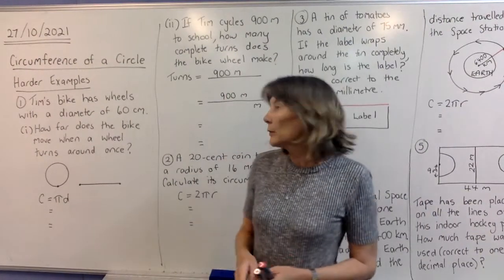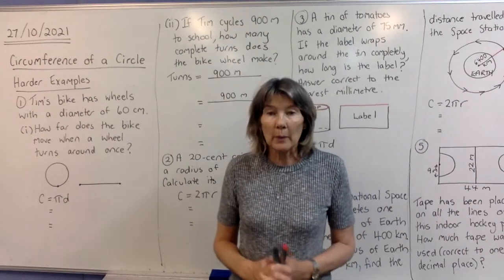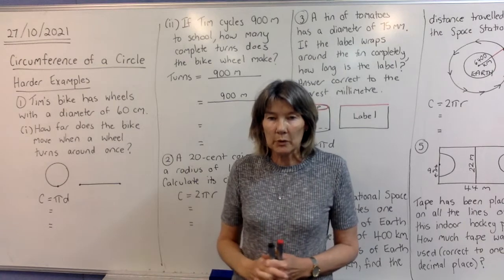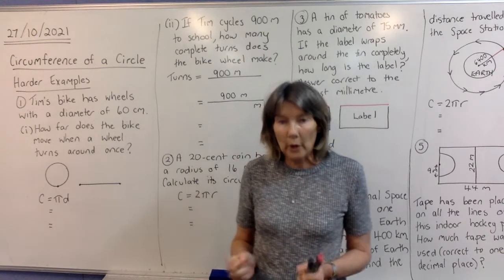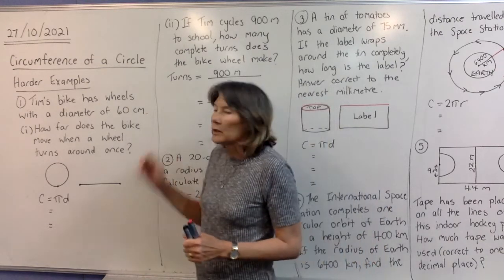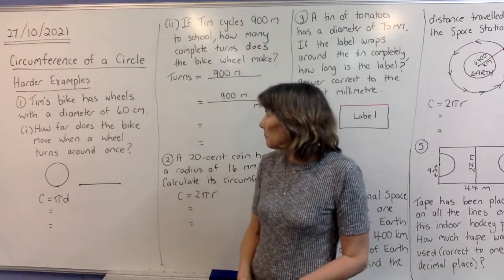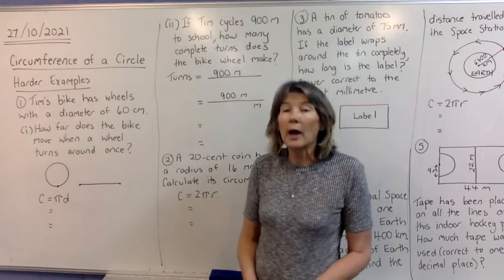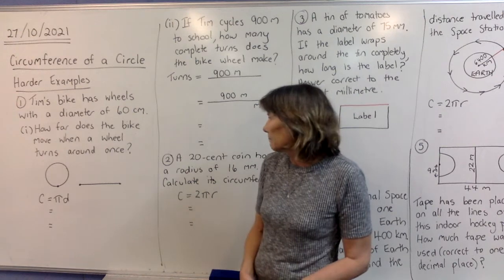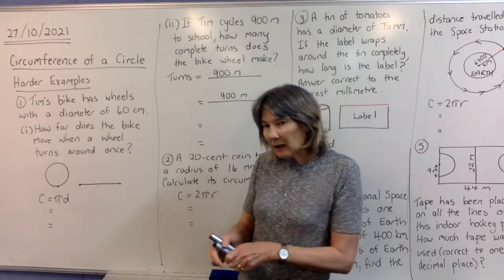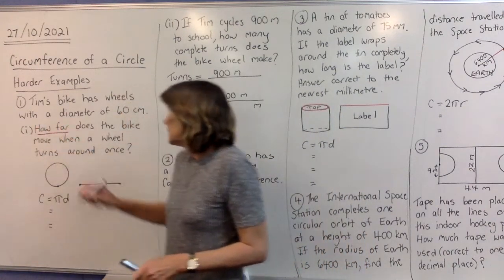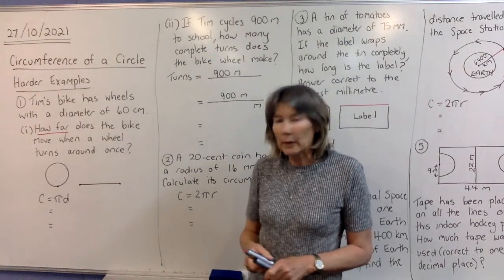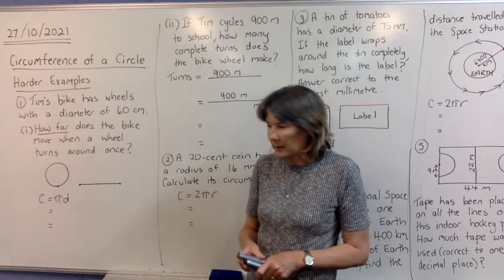Okay, so today we're doing circumference of a circle, but we're working on harder examples. A lot of these involve word problems. So let's have a look at this first one. It says Tim's bike has wheels with a diameter of 60 centimetres. How far does the bike move when a wheel turns around once?